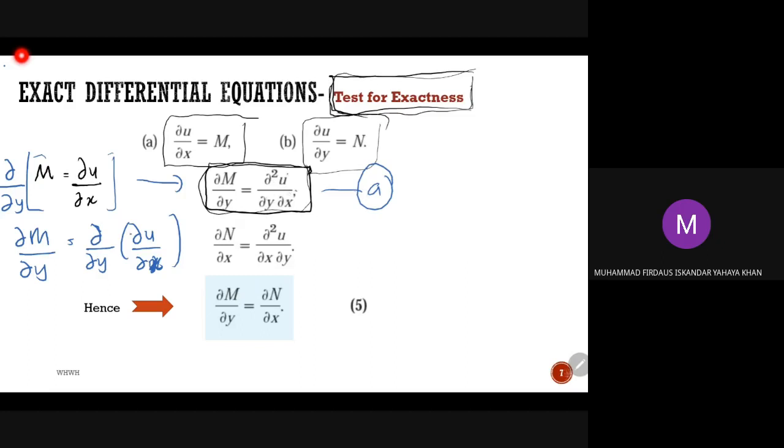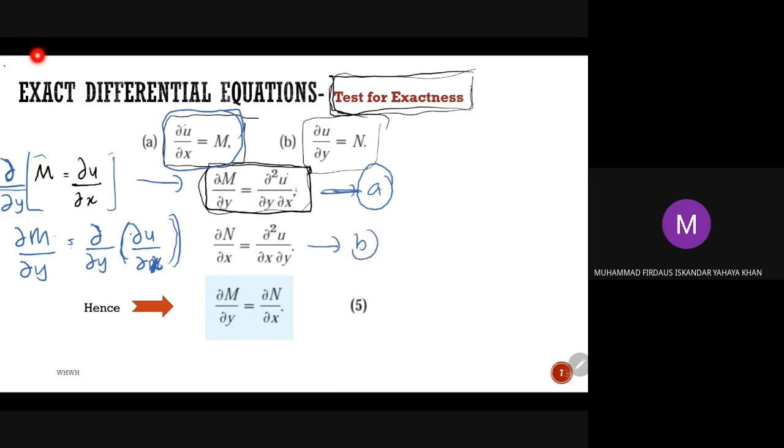Everyone understands now how we got equation A? Okay, how did we get equation A? From this, we introduce the partial derivative with respect to Y. So from here we get del M over del Y equals del over del Y of del U over del X. So del M over del Y is equal to del square U over del Y del X. Clear, everyone? Then we get A.